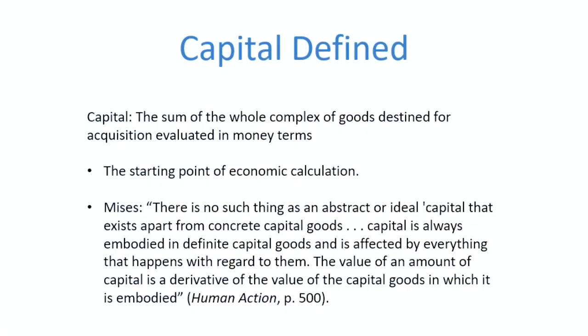And the importance of the physical capital goods is emphasized, again, in Human Action on page 500, where Mises says, there is no such thing as an abstract or ideal capital that exists apart from concrete capital goods. Capital is always embodied in definite capital goods and is affected by everything that happens with regard to them. The value of an amount of capital is a derivative of the value of the capital goods in which it is embodied. So there's an organic link between the fund we call capital and the sum of the capital goods that are being evaluated in this fund.